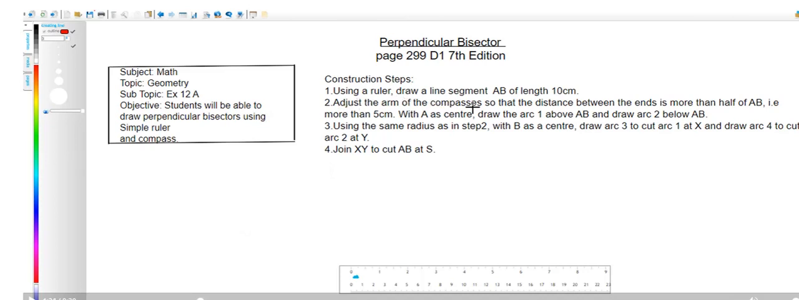Now after drawing this line, the second step says: adjust the arm of the compass so that the distance between the ends is more than half of AB. That means more than 5. Like it was 10 centimeters AB, so we have to take more than half. If we are standing at point B, our compass should be stretched more than 5. If you're standing at A, towards this direction, the legs of the compass should be stretched more than 5. That means again more than half.